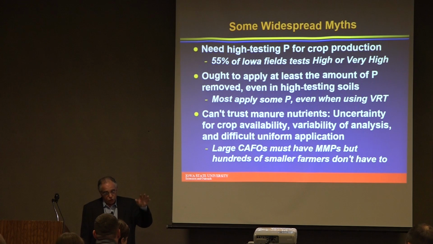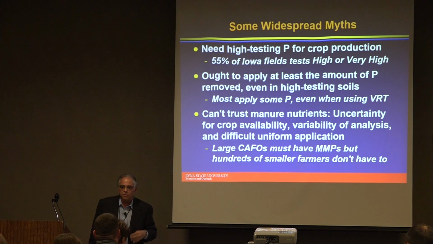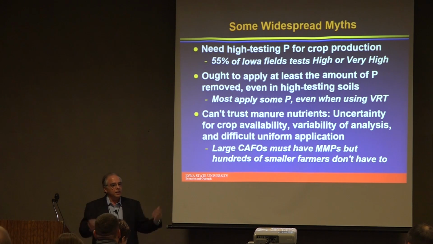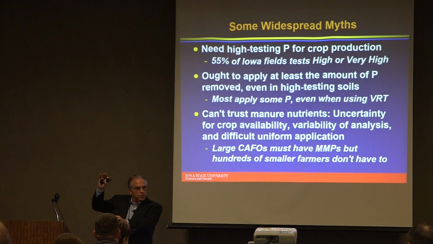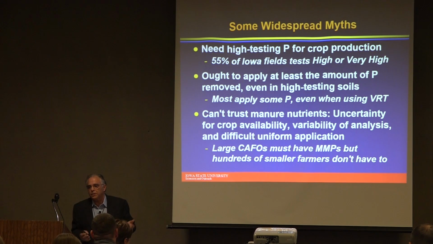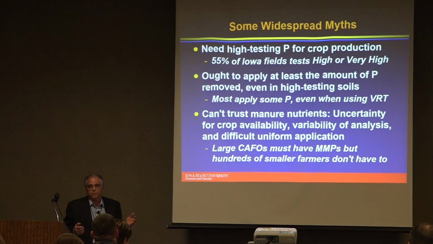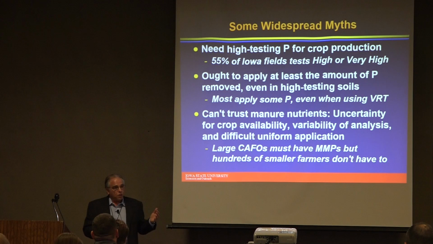Then some say we ought to apply at least the amount of phosphorus removed, even in high testing soil. No, of course not. But most apply some P, this removal-based application, even in high testing soil. So many people have variable rate. I mean, you see these nice things, GPS, on the gravel roads all over Iowa, but most likely they're still applying a removal-based rate or a fraction to high testing soils. And then the other myth, of course, is that we can't trust manure nutrients because of the uncertainty about crop availability, the variability of analysis, and difficult uniform application.